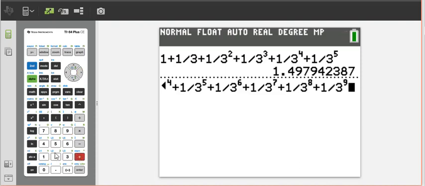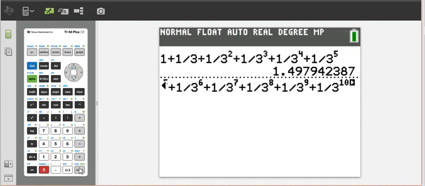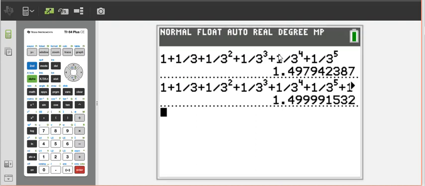All right, so one more term. Let's just see what happens. Okay. Wow, that's not that much difference. Between the first statement, where I added the first 5 terms, and the second statement, where I added the first 10 terms, you can see the difference between the two calculations. There's not much of a difference.